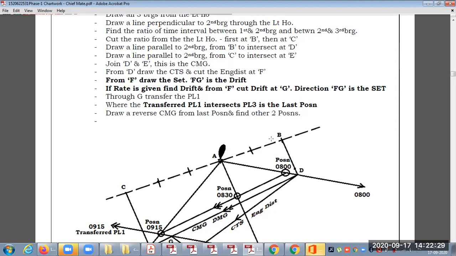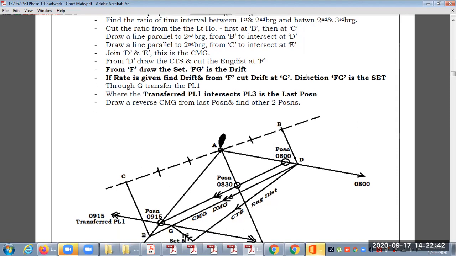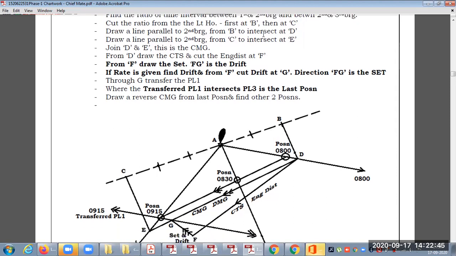Now after cutting the ratio, we draw a line parallel to the second bearing from B, and we draw a line parallel to the second bearing from C. So cut the ratio from the lateral, draw a line parallel to the second bearing from B and from C. Wherever the line from B intersects the first bearing, that will be our point D. And wherever the line from C intersects the last bearing, that will be our point E.